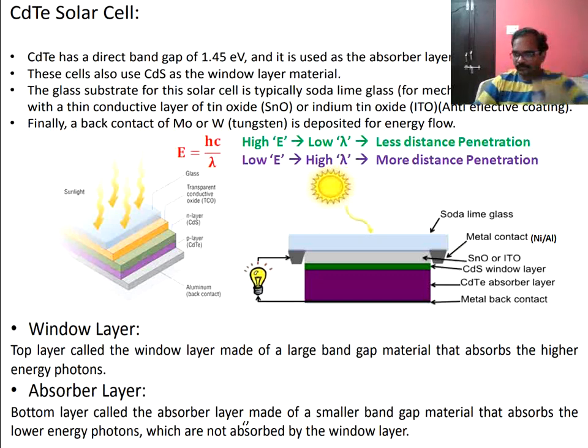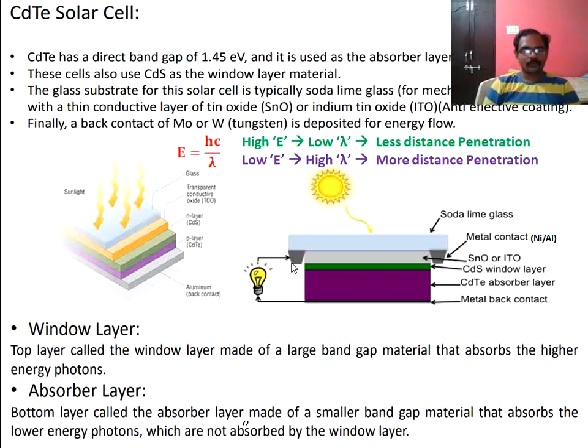Say, for example, let's take this as a solar panel. Whenever sunlight falls on it, if it is a high band gap material, the energy will go through only up to half of this. If it is a low band gap material, the solar energy can travel up to the back portion of it. This is how it will be made.